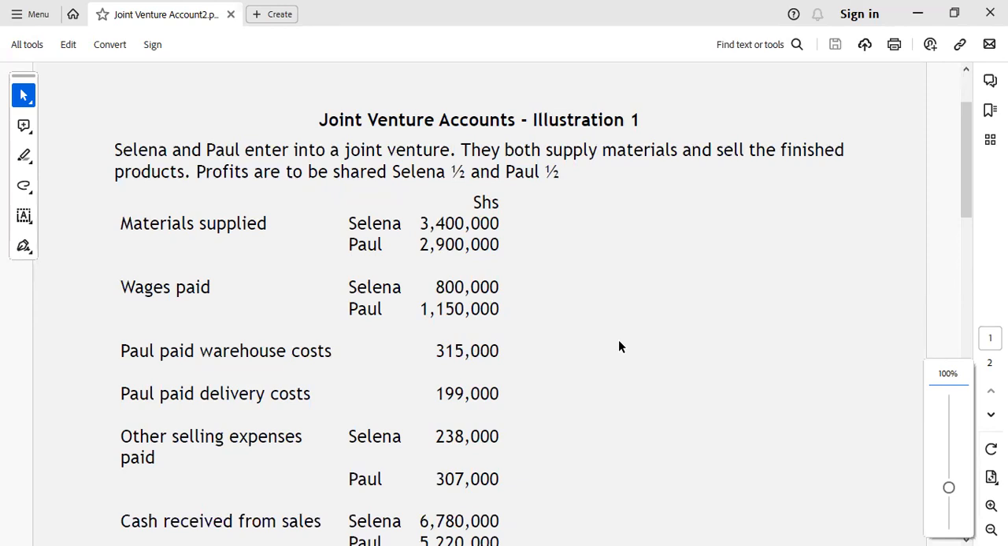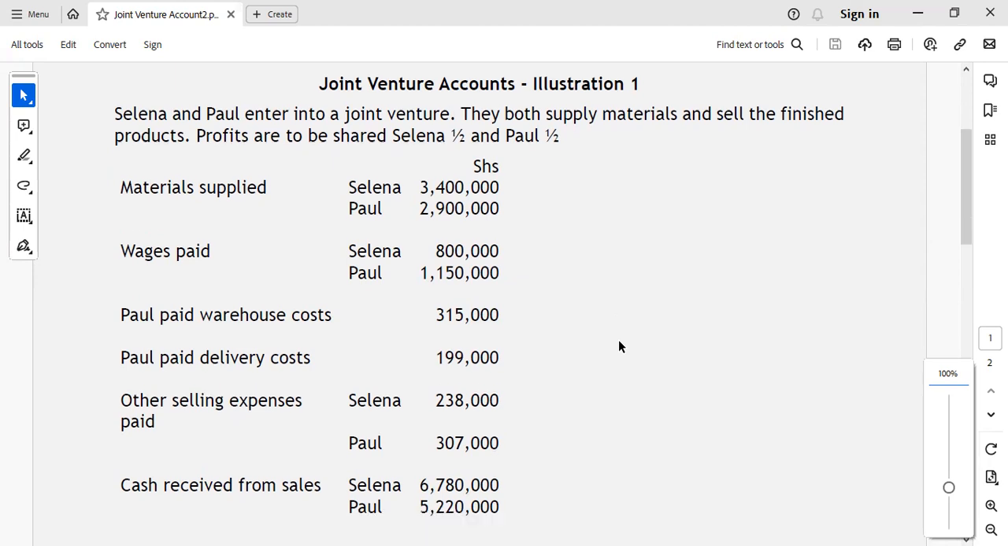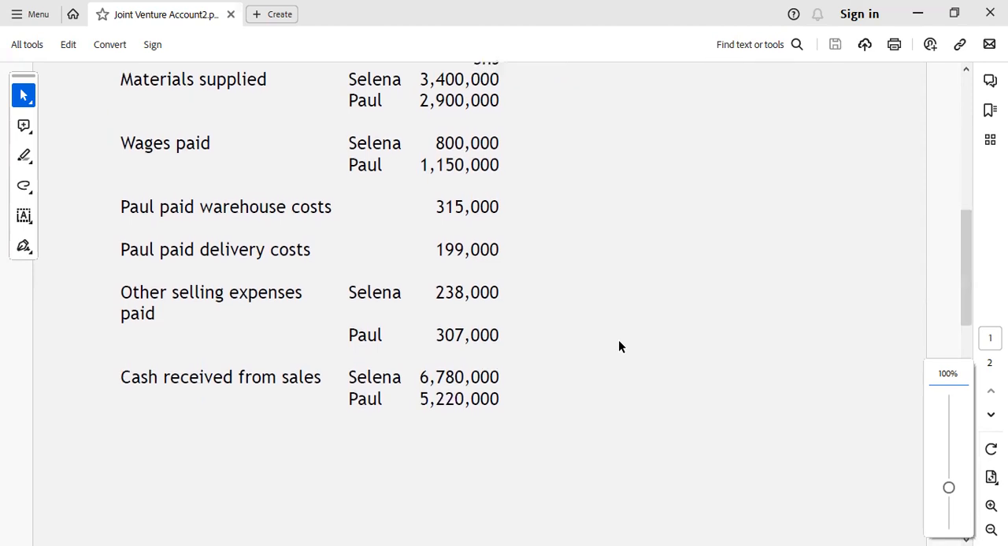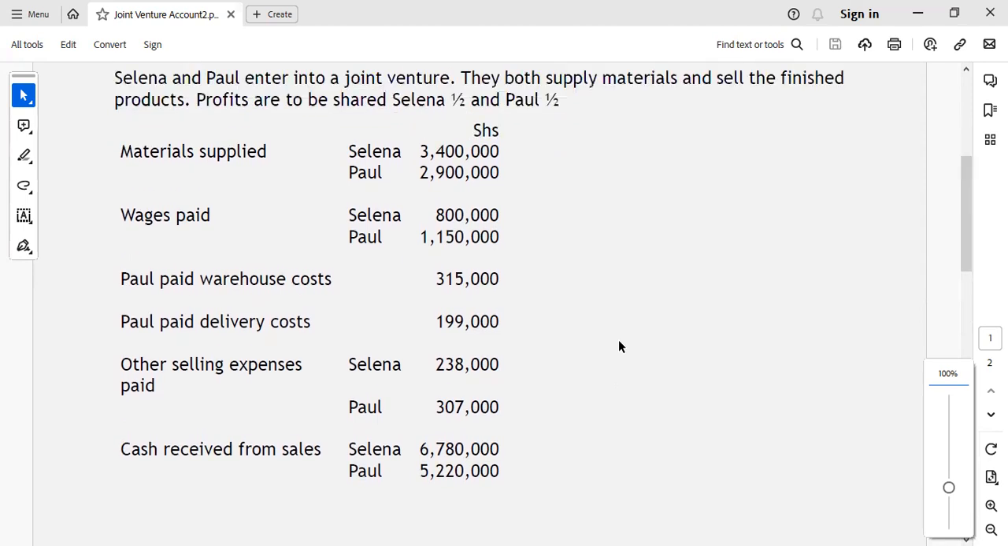Cash received from sales, Selena 6,780,000, Paul 5,220,000. So those are the transactions. The joint venture of two, Paul and Selena. They share profits half-half. So they share profits equally.